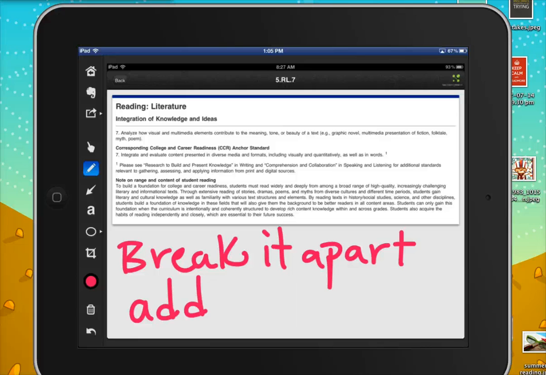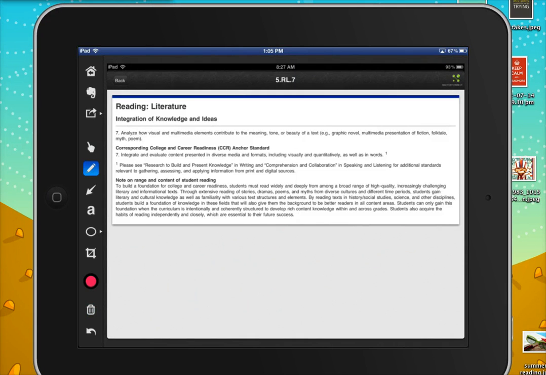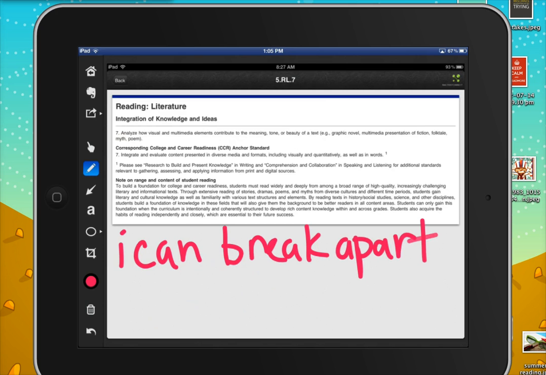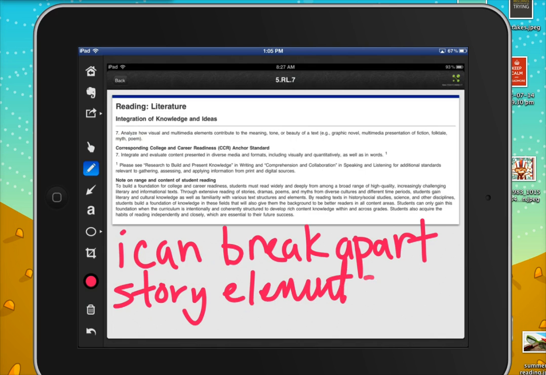All right. Our next step would be to think of a way that we can phrase this in a learning target that kids might actually understand. One that I came up with would be, I can break apart story elements. Maybe that'd be the first place to start, just breaking apart the story elements.